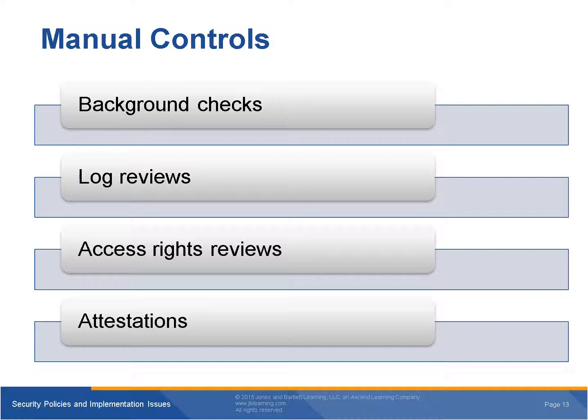Access rights reviews include a review of the business to ensure adequate separation of duties. This type of review is manual and requires knowledge of how the business operates. Based on this knowledge, a reasonable balance is struck between operational efficiency and reducing risks.